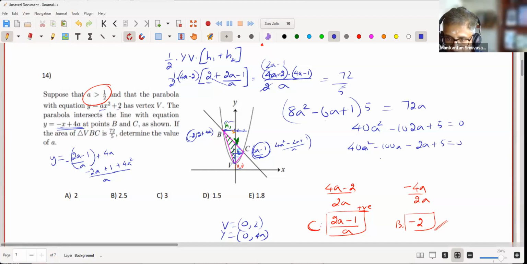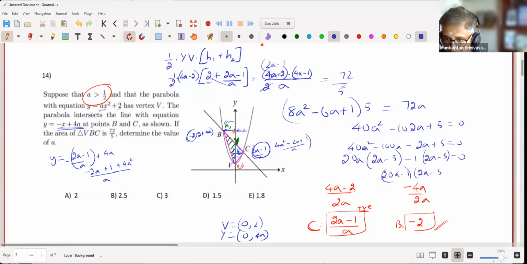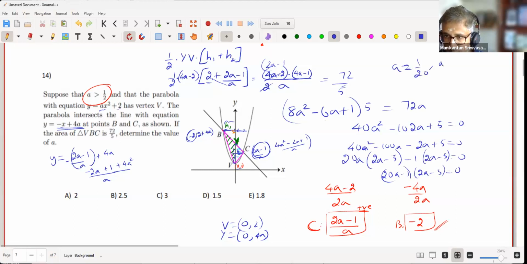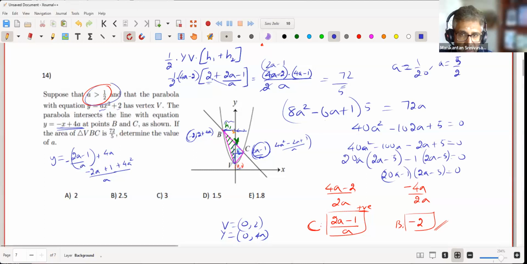So I can take 20a common outside here. So 2a minus 5, and then minus 1 common here, 2a minus 5. So we have 20a minus 1 into 2a minus 5. So we have two answers for a. a is either 1 by 20 or a is 5 by 2. And somewhere he says a is bigger than half. Therefore, it cannot be 1 by 20. It has to be 5 by 2, which is this.